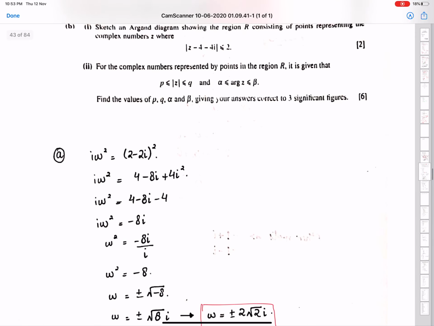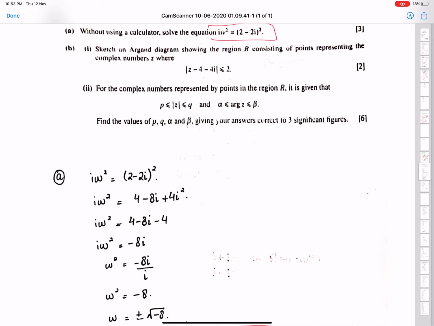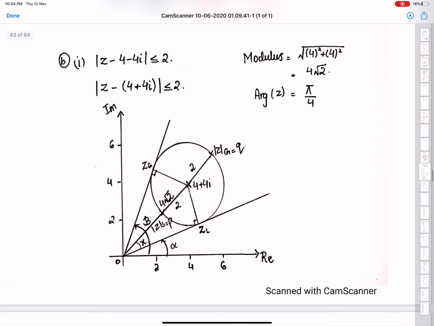The second part is sketch the Argand diagram, inequality of circle. This is the greatest and least values of modulus, and this is the greatest and least values of argument. A very simple question. So here is the circle, with center at 4 plus 4i and radius 2. Now for greatest value of modulus z, z must be here. This is the greatest value of modulus z, and for smallest value of modulus z, z should be here.